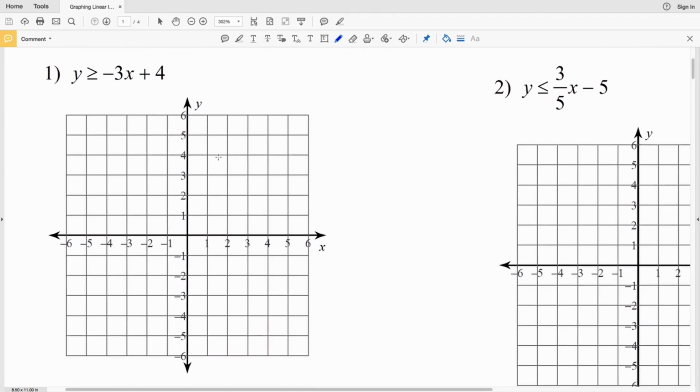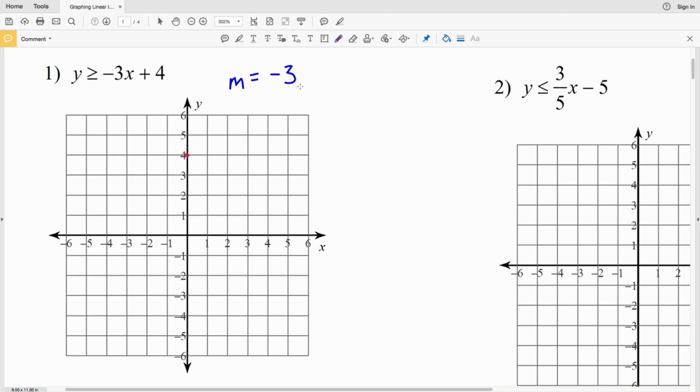In number 1, we have y is greater than or equal to negative 3x plus 4. You can see that the format is very similar to the slope-intercept format, except we're not using an equation, we're using an inequality. But essentially the same applies. Our m, or our slope, is negative 3, and our y-intercept occurs at the point 0, 4. So we're going to find 0, 4.